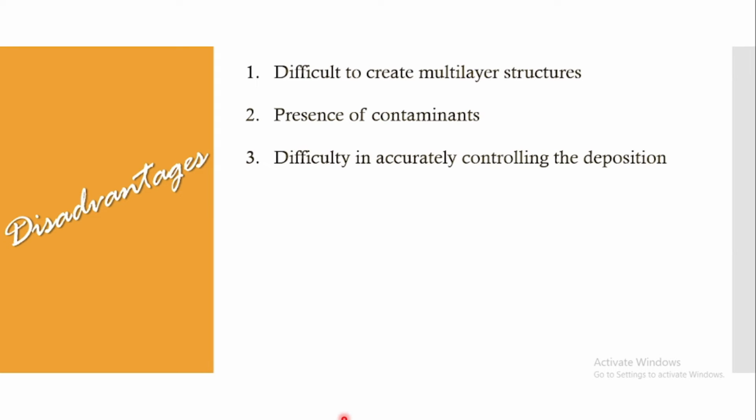Then the third one is the difficulty of accurately controlling the deposition. So homogeneity, rugosity, etc. cannot be controlled accurately. However, satisfactory deposition will be there, but accuracy when compared to other sophisticated methodologies won't be observed in the case of a spin coated thin film.